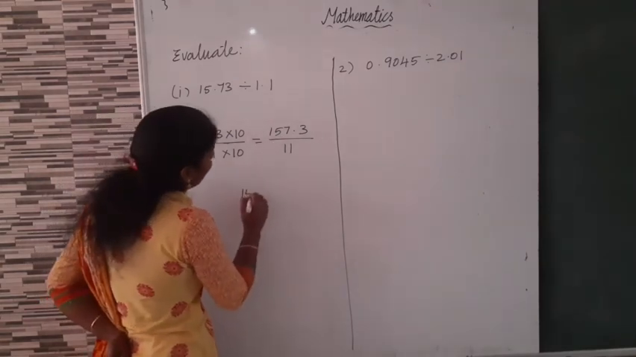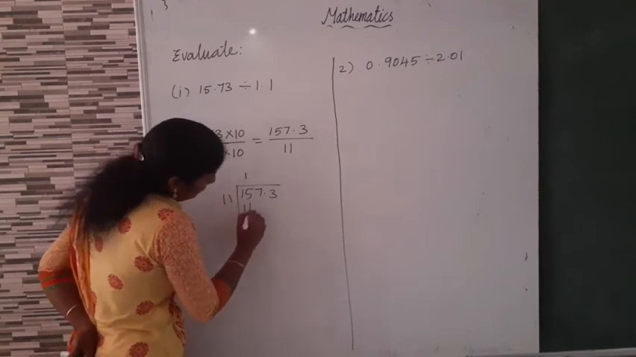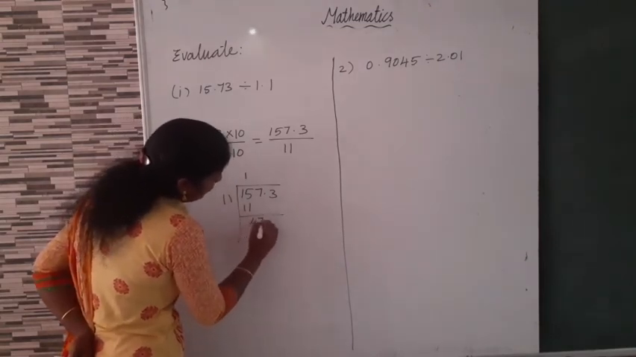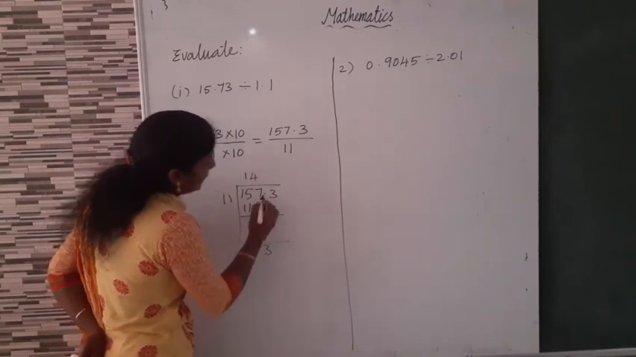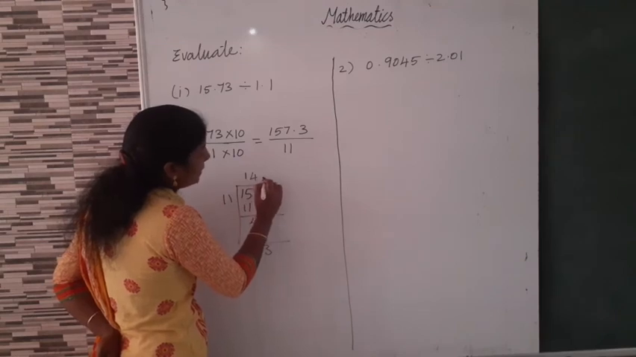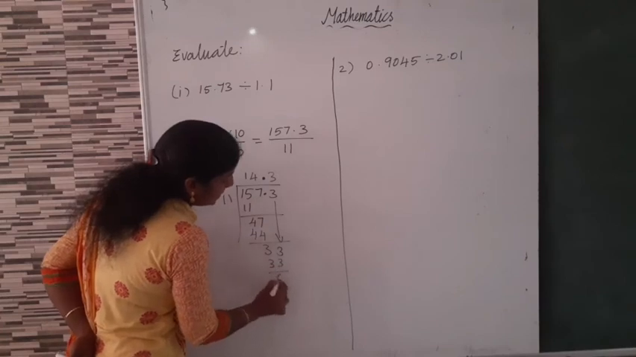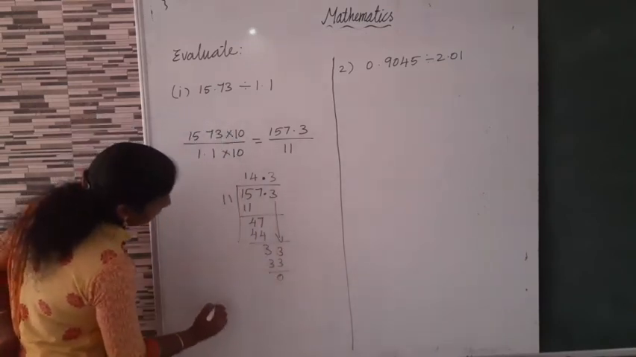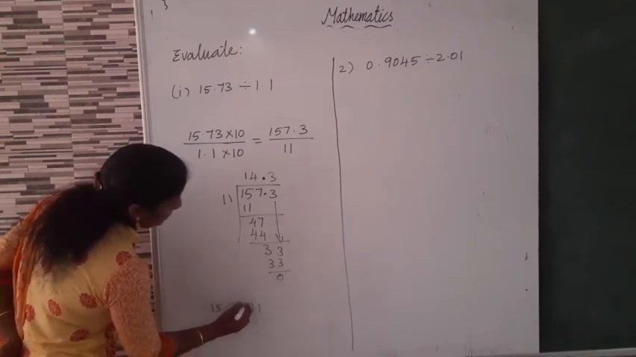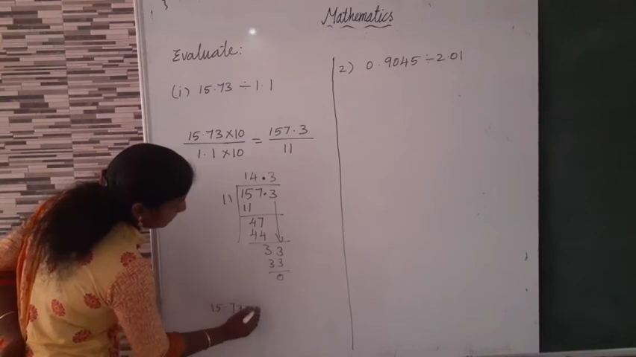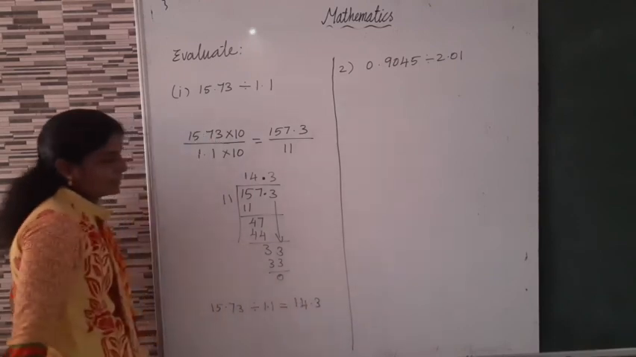Now we can divide 157.3 divided by 11. 1 11 is 11. 4 balance. Now 47. 4 11s are 44. Balance 3. Then here the decimal point, so we can put the point here. Then the next digit is 3. 3 11s are 33. 0. So what's the answer? 15.73 divided by 1.1 is equal to 14.3. That is the answer. Okay.